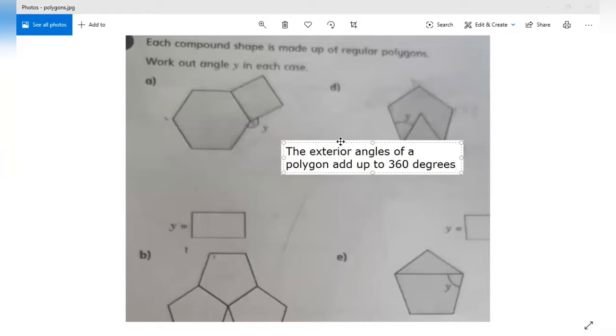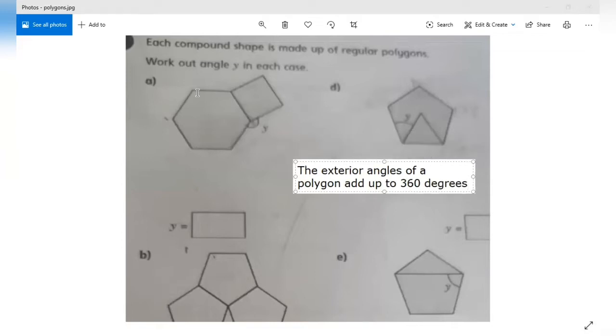Okay, so this is 1, 2, 3, 4. This is a six-sided shape, which is a hexagon. Now, if we're saying that the six angles outside this hexagon should add up to 360, then it does make sense that each angle outside is 60 degrees.